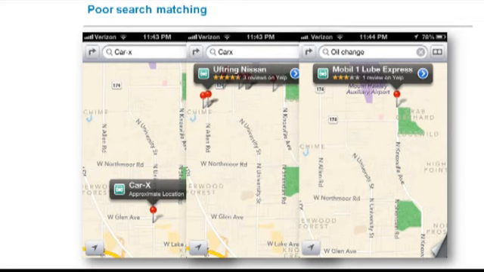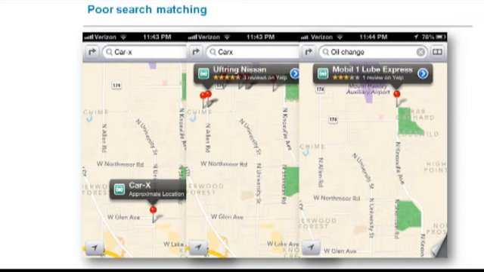So if we then decide to do a different search, and instead of searching for the brand name, we search for a generic search term, and we search for oil change, which is one of their key services that they're offering, the only location that comes up within that map area in Peoria is the one Mobile Lube Express.